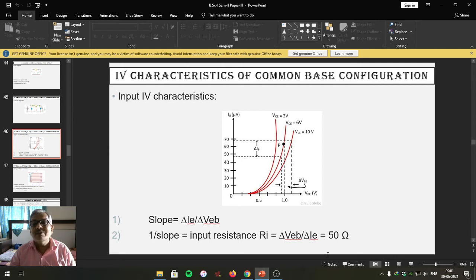Student friends, ideally input resistance of BJT in common base configuration remains to be 50 ohm.